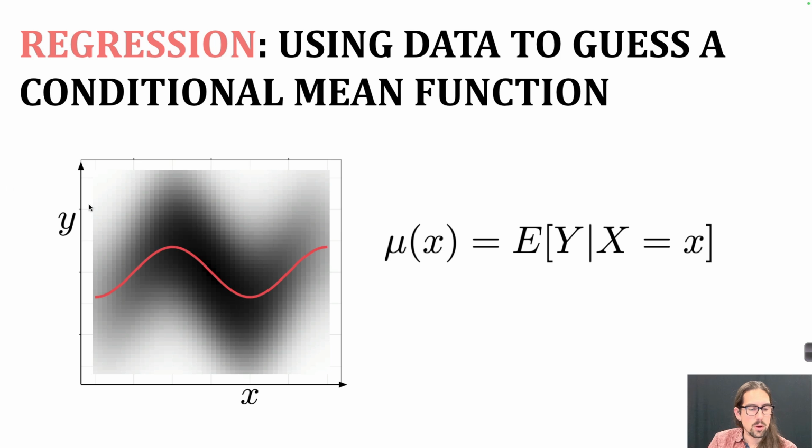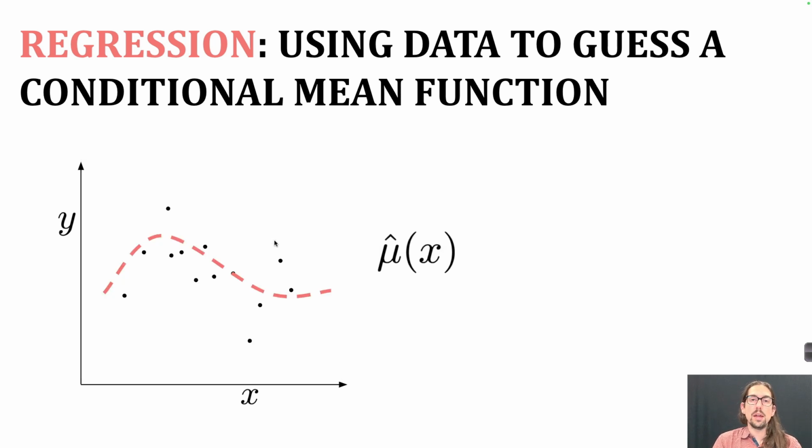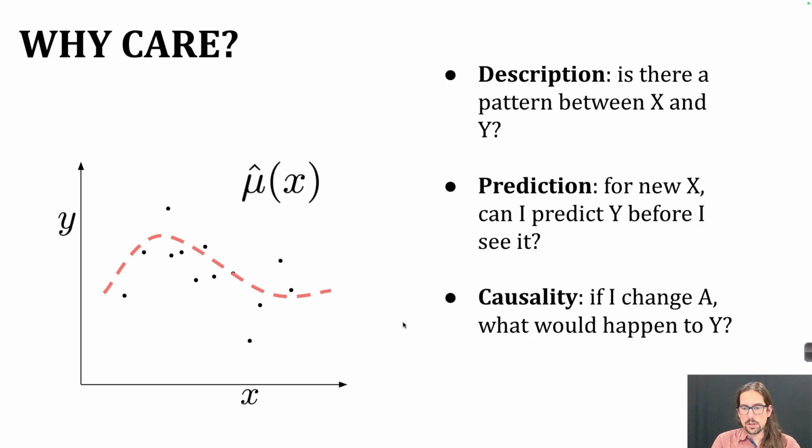And if we had the whole joint distribution between x and y, we could just read that off by taking this expectation. But unfortunately, we don't have the population. What we have is a sample. And we need to use that sample to estimate this conditional mean function.